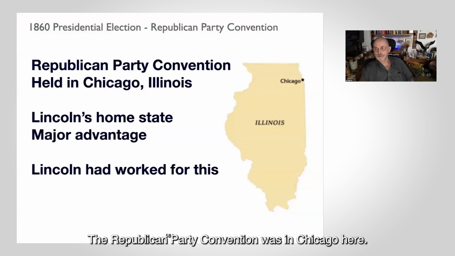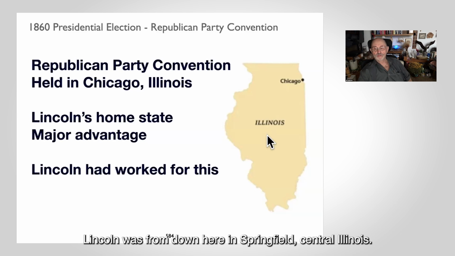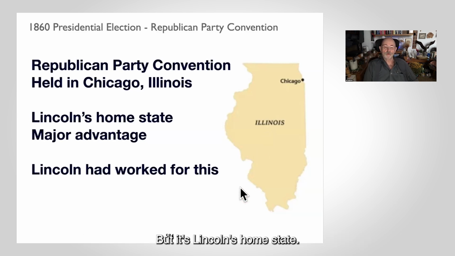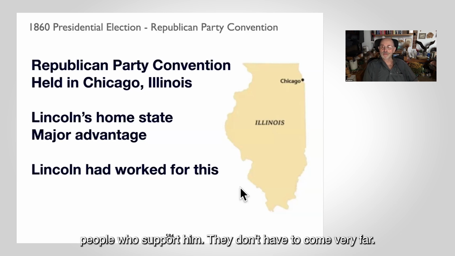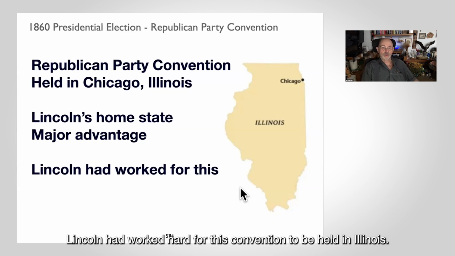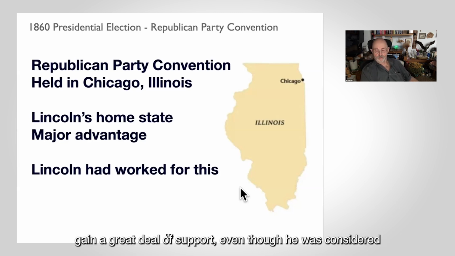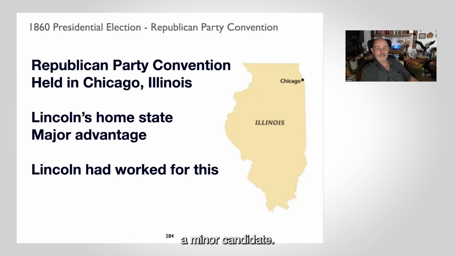The Republican Party convention was in Chicago here. And you can see it's in the far northern part of Illinois. Lincoln was from down here in Springfield, central Illinois. But it's Lincoln's home state. That's a major advantage for Lincoln. He can pack the galleries with people who support him. They don't have to come very far in order to attend the convention. Lincoln had worked hard for this convention to be held in Illinois, where he felt he would gain a great deal of support, even though he was considered a minor candidate.